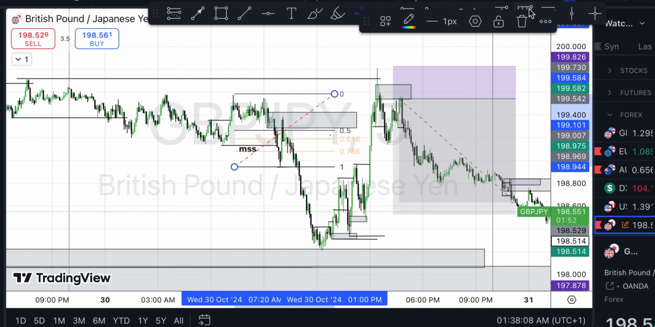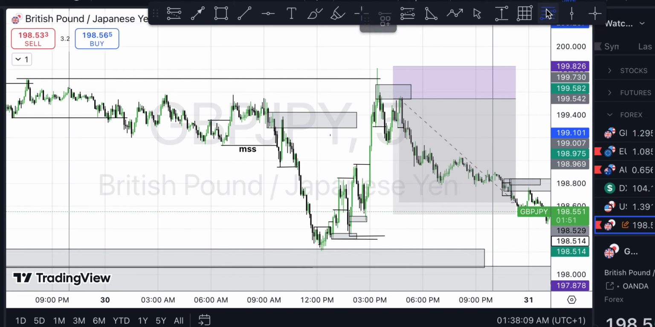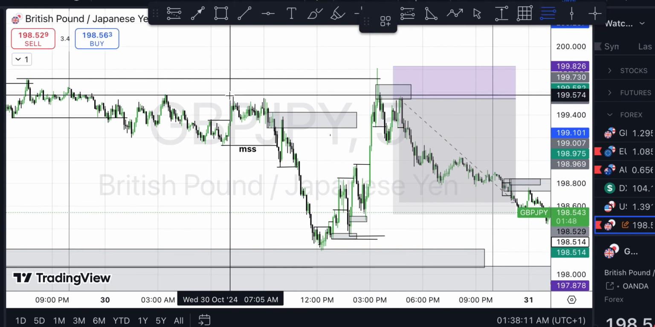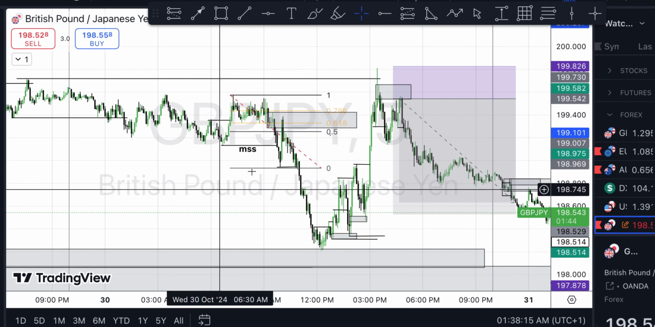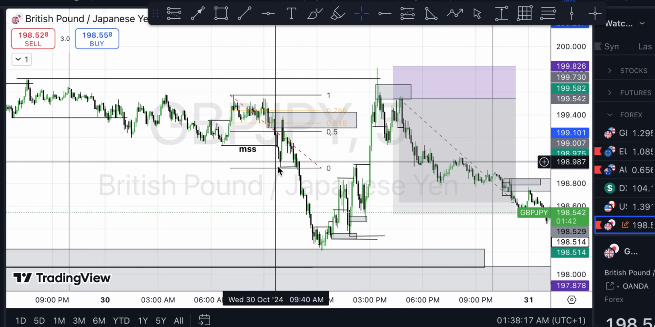So you can see that I waited. Okay, I did this wrong. So I'll bring my Fibonacci tool and then draw it from this swing high to this swing low here.